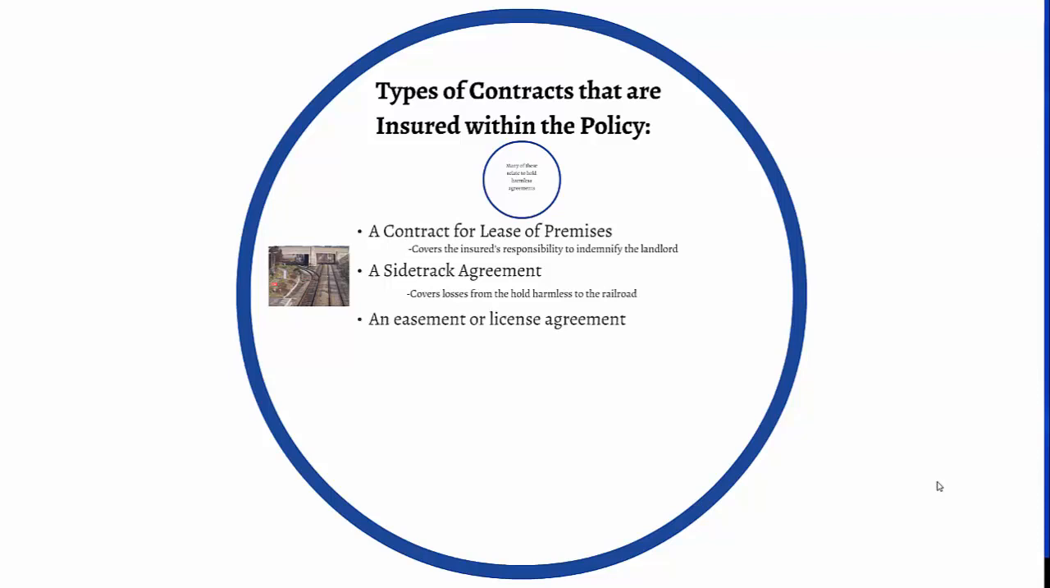An easement or license agreement, which allows one party to have restricted use of another's property, usually holding the other party harmless, such as a pipeline that runs through the business's property, but the pipeline itself is not their property. If something happens to the pipeline, the business agrees to not hold liable the owner of the pipeline.